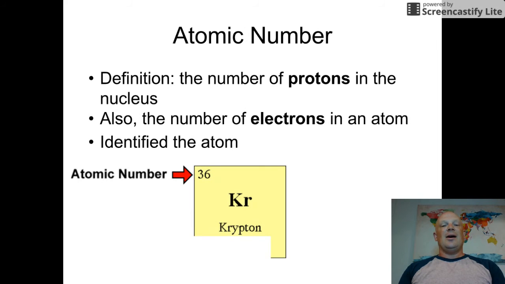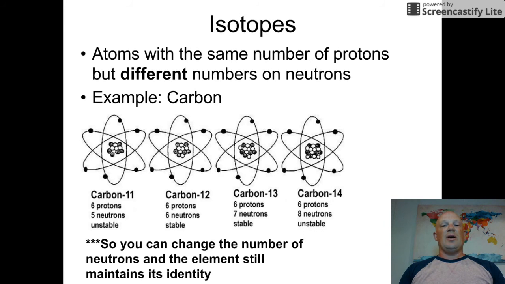But the identity of the atom is attached to the atomic number, which is telling us the number of protons in the nucleus. If you were to change the number of protons in the nucleus of an element, you change the element. It's no longer the same atom anymore. It turns into something completely different. Now, you can change, however, the number of neutrons in an atom. Atoms with the same number of protons but different numbers of neutrons are called isotopes.